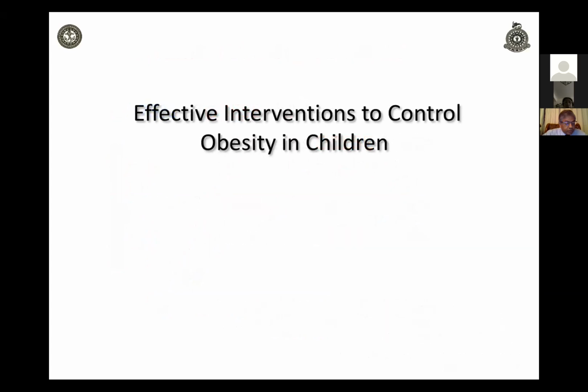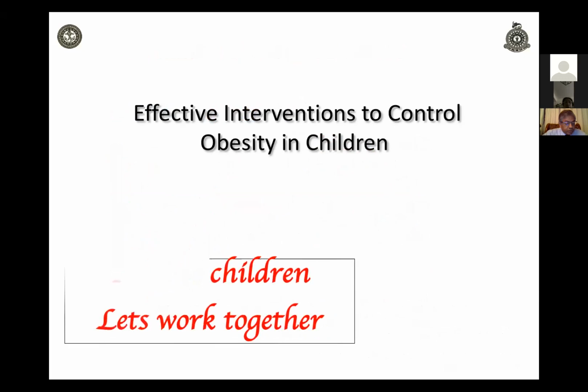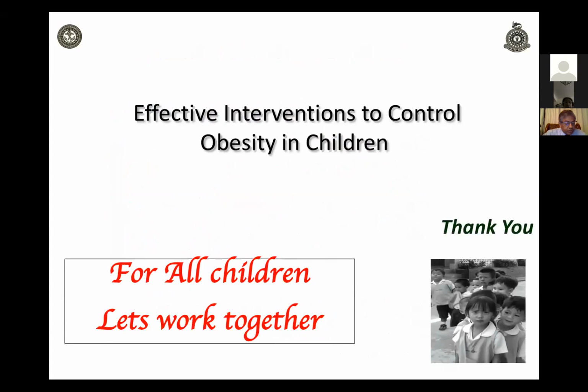So effective intervention to control obesity is very important, and for all children, we have to work towards a common goal. Thank you.